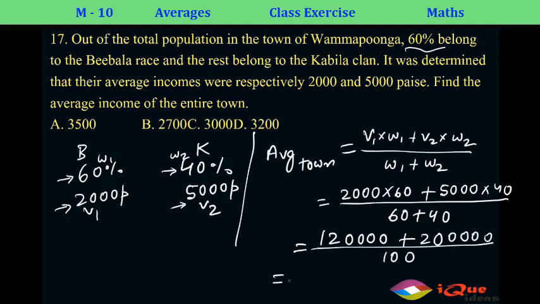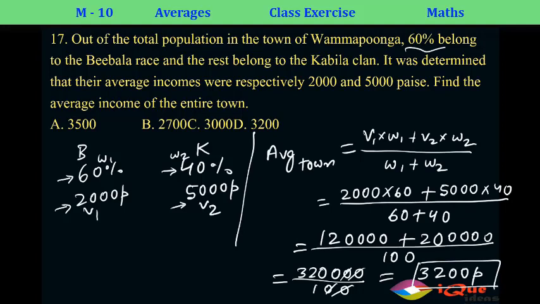So this comes out to be 120 plus 200 is 320,000 divided by 100. So 2 zeros get cancelled and the final answer is 3200 paisa. So the average of the entire town together is 3200 paisa. That is option D, the correct answer. Alright, so this was a simple question of combined average. Now let's look at the next question.